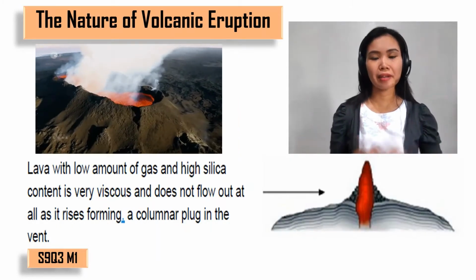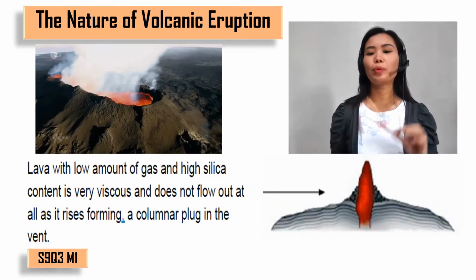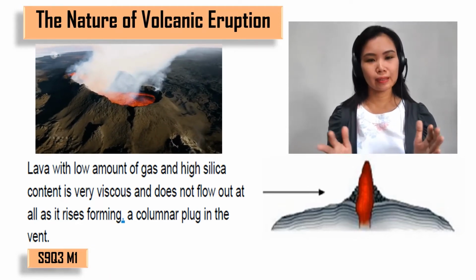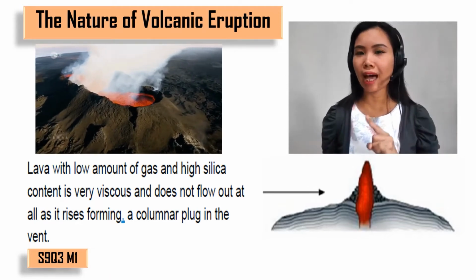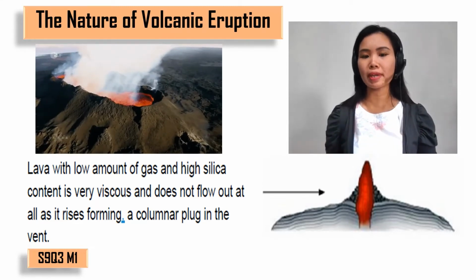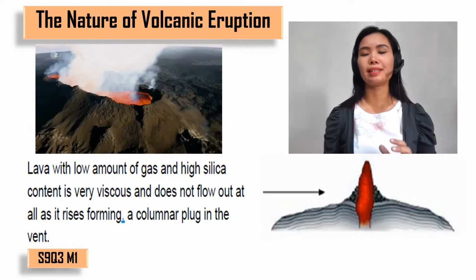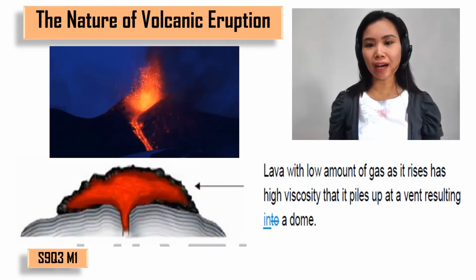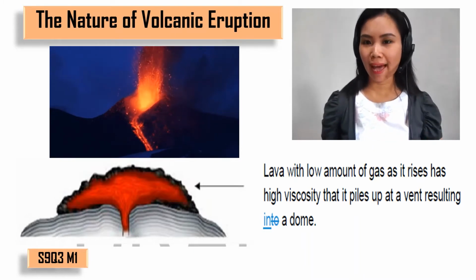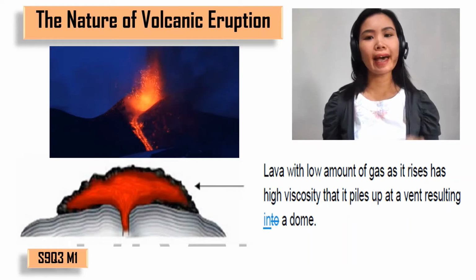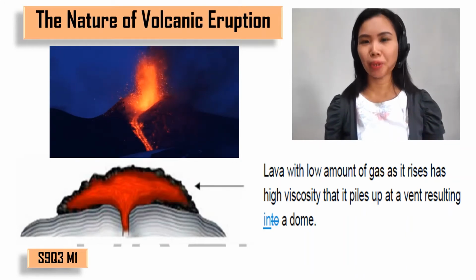And in this diagram, it shows the lava with low amount of gas and high silica content is very viscous and does not flow out at all as it rises, forming a columnar plug in the vent. Then what we have here is that lava with low amount of gas, as it rises, has high viscosity so that it piles up at the vent, resulting in a dome.